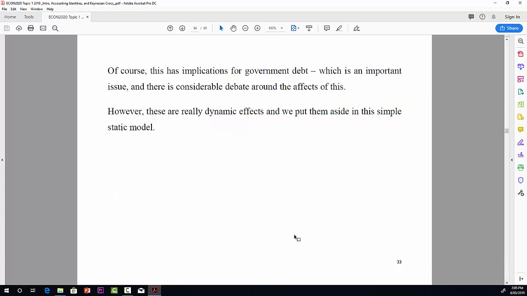Now, of course, when we start talking about deficits and surpluses, this has immediate implications for government debt, which is another dynamic and important issue. There's a lot of debate around this. We'll touch on this later in the course. But for the moment, we're going to put those dynamic effects aside and just look at the simple static model that is the Keynesian cross model.